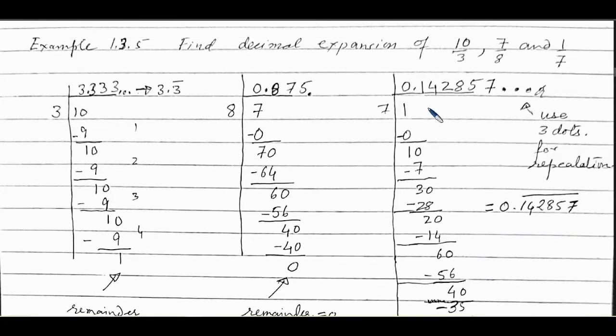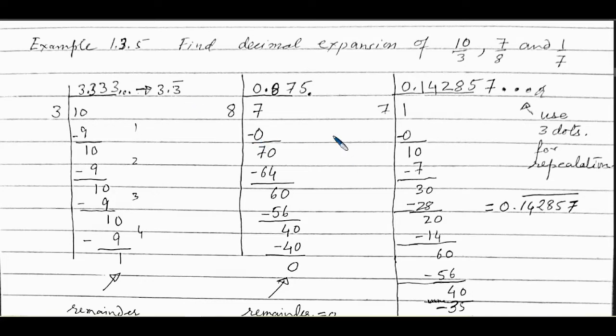So it is 1, 4, 2, 8, 5, 7, then again 1, 4, 2, 8, 5, 7 will keep repeating. So I put 3 dots for repetition, and I write the repeated part as 0.142857, and I put a bar on top, like here where 3 is repeated.